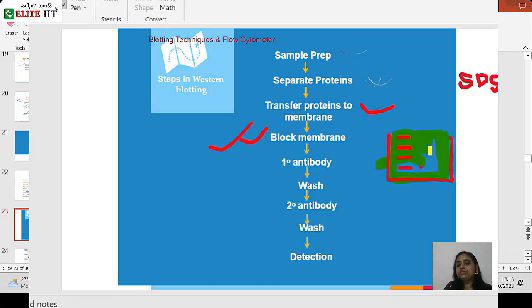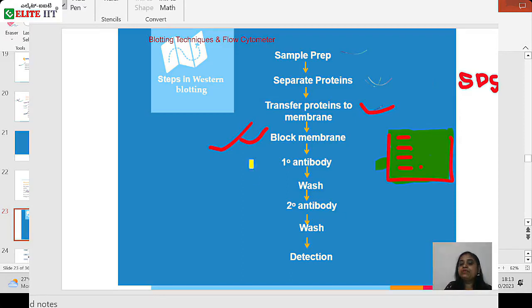Milk is also protein, milk protein. So they will bind with the filter paper. Everything will be covered by the milk or BSA. Only the protein bands will be independent. Now, if you add the primary antibody on the surface of this membrane, the antibody will bind with only the specific antigen that you want to identify.